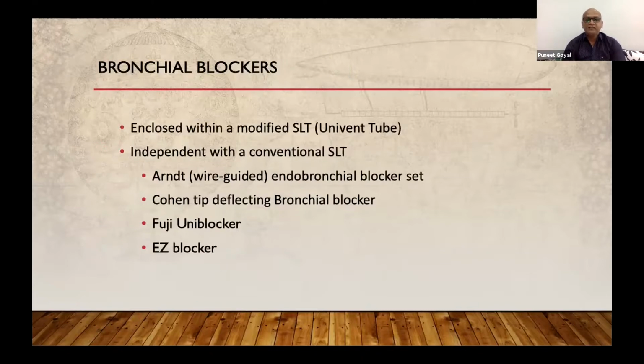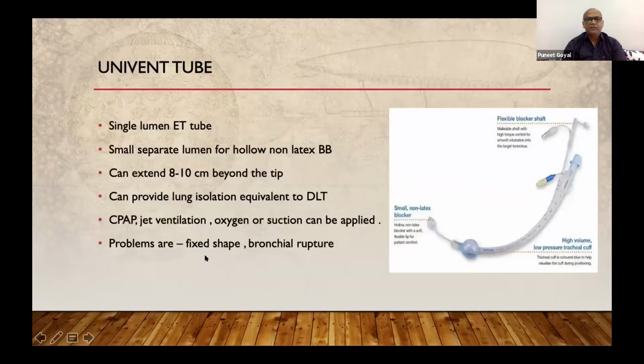The second type of gadgets after DLT are the bronchial blockers. Bronchial blockers enclosed with a modified single lumen tube are known as univent tubes. And bronchial blockers which come independently are of 4 types: Arndt bronchial blocker, Cohen bronchial blocker, Fuji, and EZ blocker. So this is the univent tube.